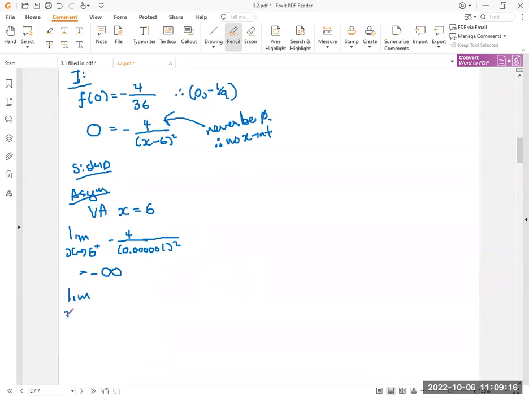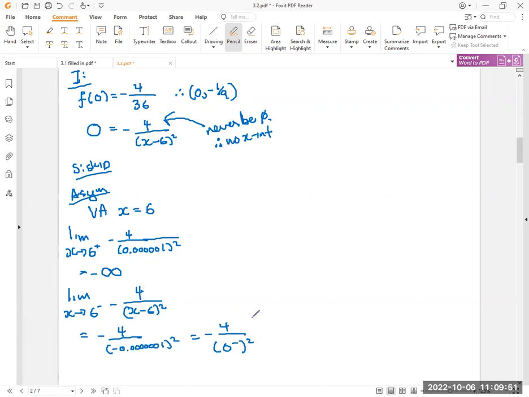Limit. X approaches 6 from the negative side, so 5.99999 of -4 over x minus 6 squared. So this is going to be the same quantity, but negative. So you could write this as -4 over -0.000000001. Or if you are like me, you can write this as -4 over 0, but from the negative side, just to tell myself that it's negative.